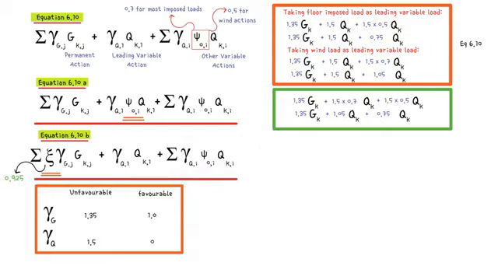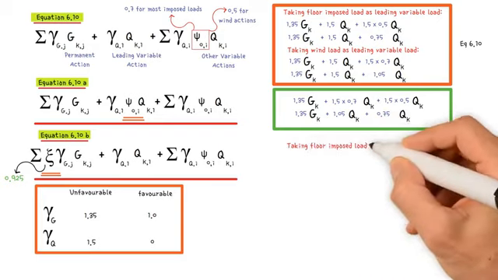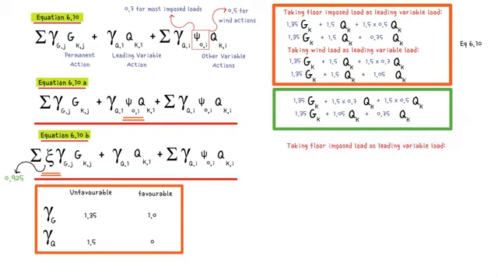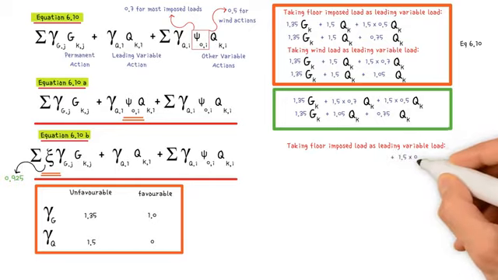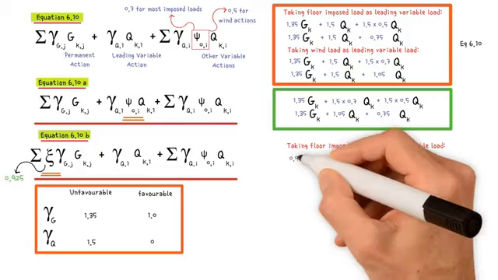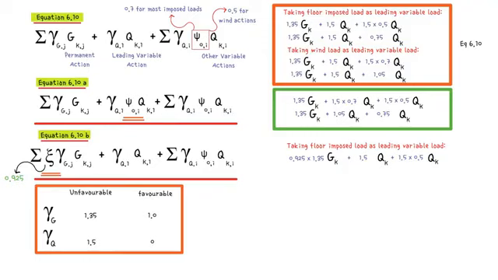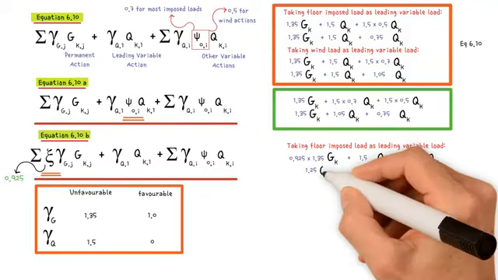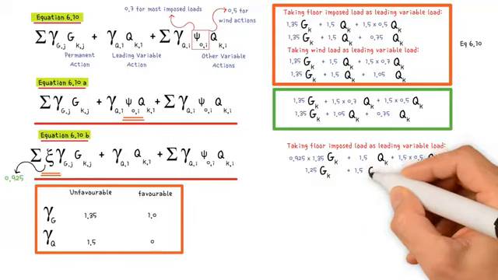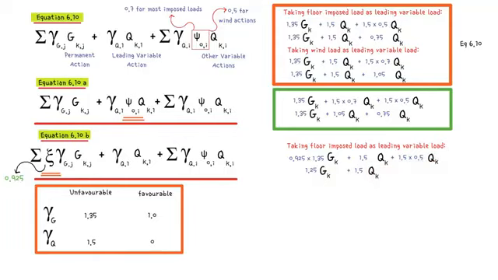Here's equation 6.10b. This is a bit more complicated, because we don't know what the leading variable is. So, we need to consider all situations. First of all, we're checking the imposed load as the leading variable load. The other variable load is the wind load. We use the psi factor of 0.5. We also need to multiply gamma G, the partial factor, by xi, which is 0.925. We get 1.25 times the permanent action, plus 1.5 times the leading variable load, which is the imposed load, plus 0.75 times the other variable load, which is the wind load.